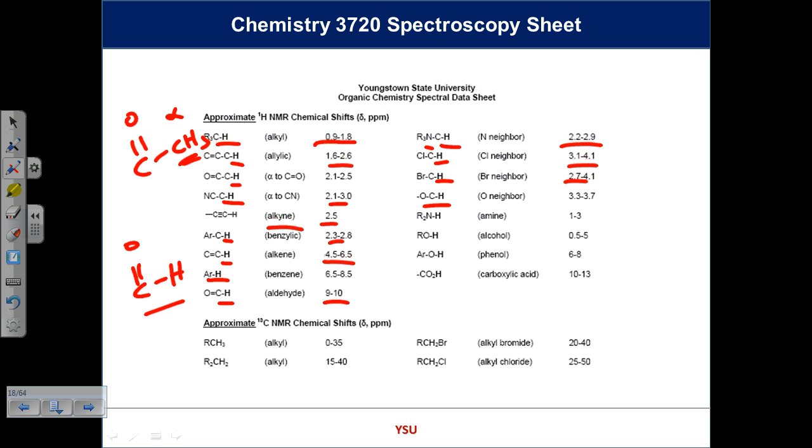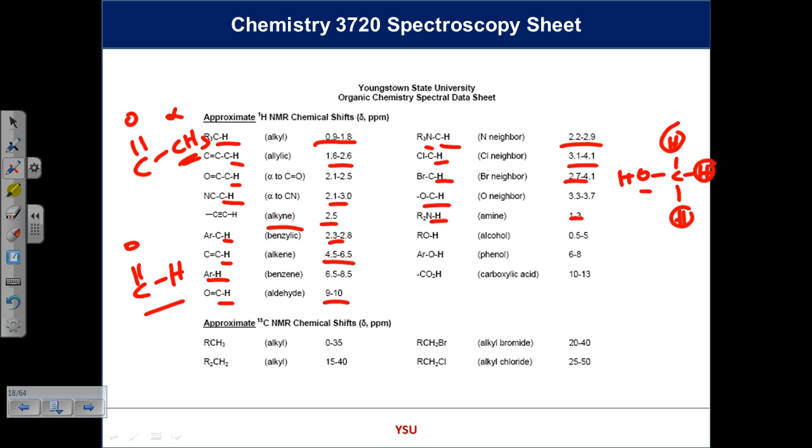O neighbor, I want to point this out so I get it out of the way now. This is a system like this, where you have maybe an ether or an alcohol. Those protons next to the OH group are O neighbors, because they have, guess what, an O neighbor. So make sure you get those two quickly, the alpha carbonyl and the O neighbor. Make sure you understand the difference so this doesn't get overwhelming.